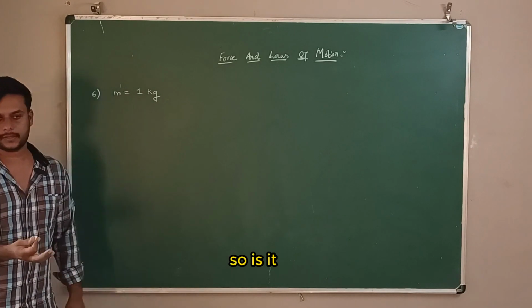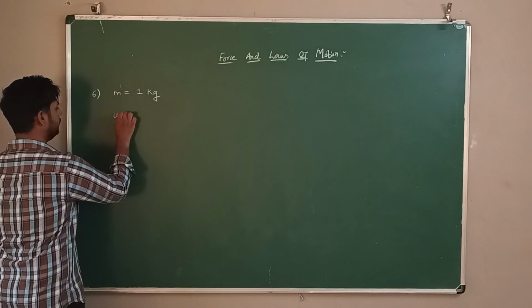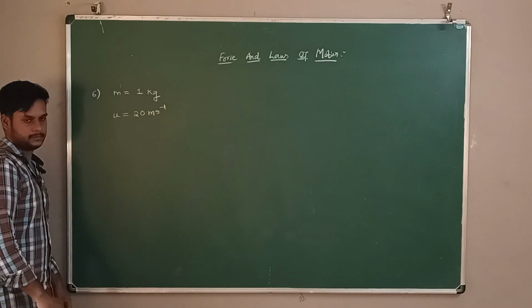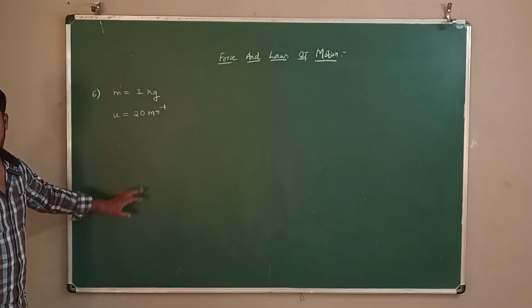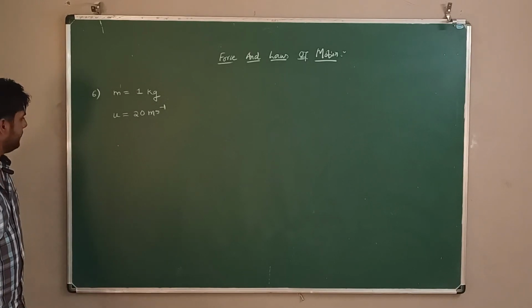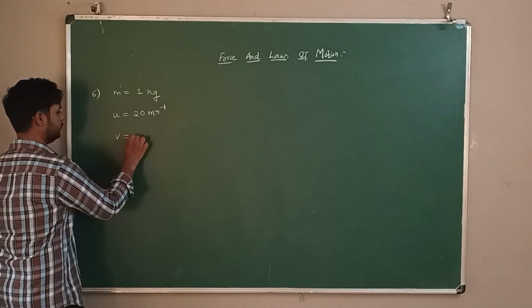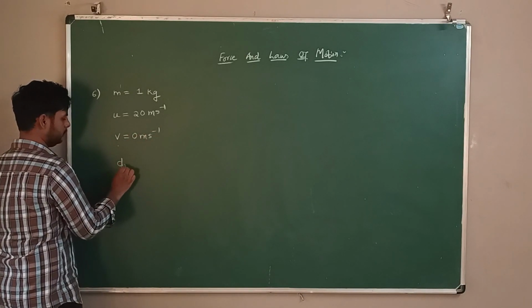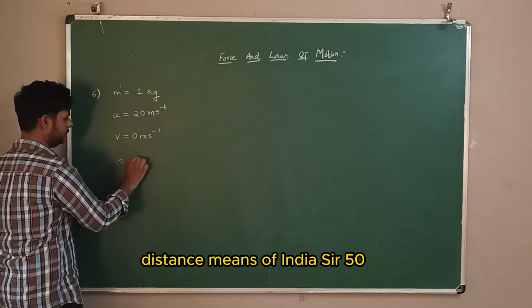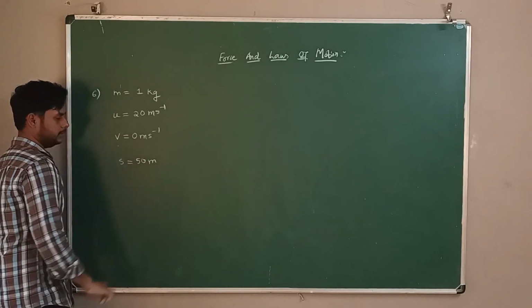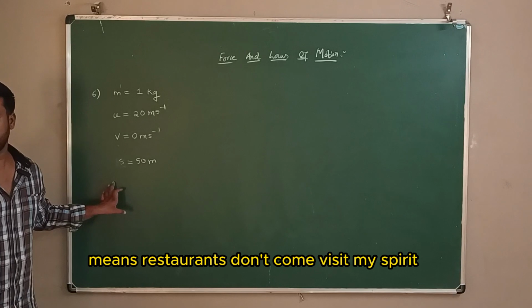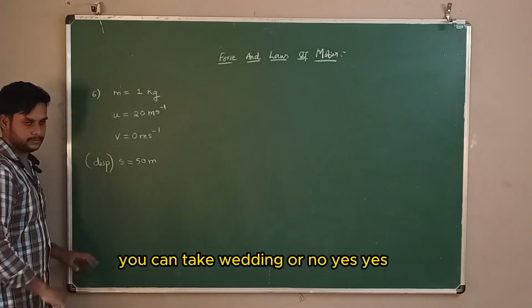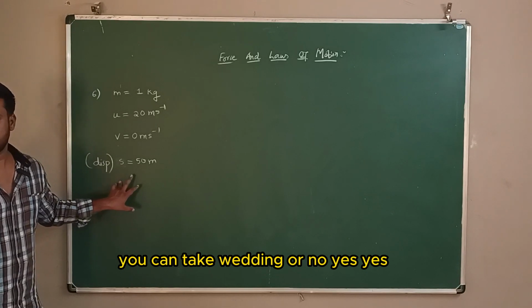So is it initial velocity is how much, sir? 20 meters per second. Across the frozen surface of a lake, it comes to rest by traveling a distance of 50 meters. Distance means again, yes, 50 meters. Here, it means distance. Don't confuse it with speed. It means distance or displacement, whatever you want, you can take. Getting or no?